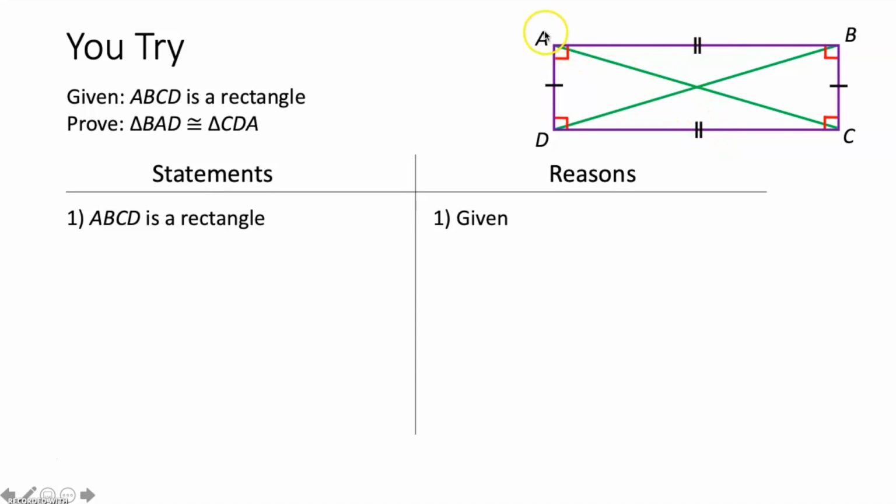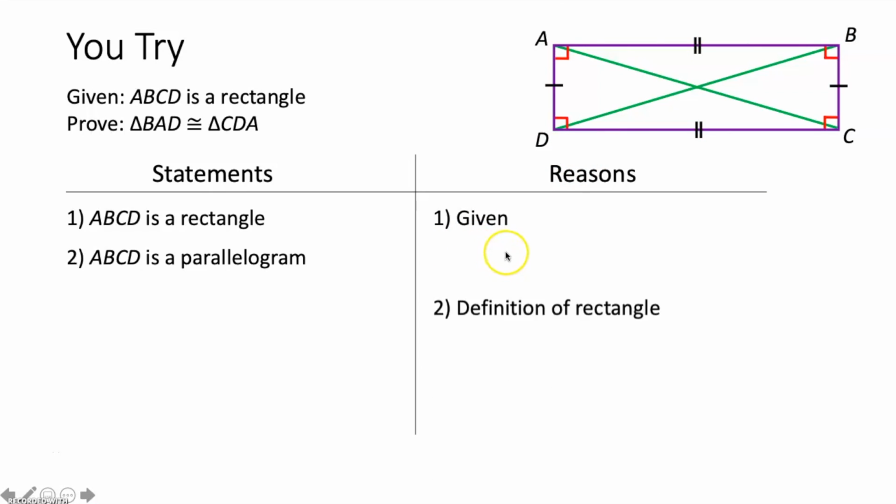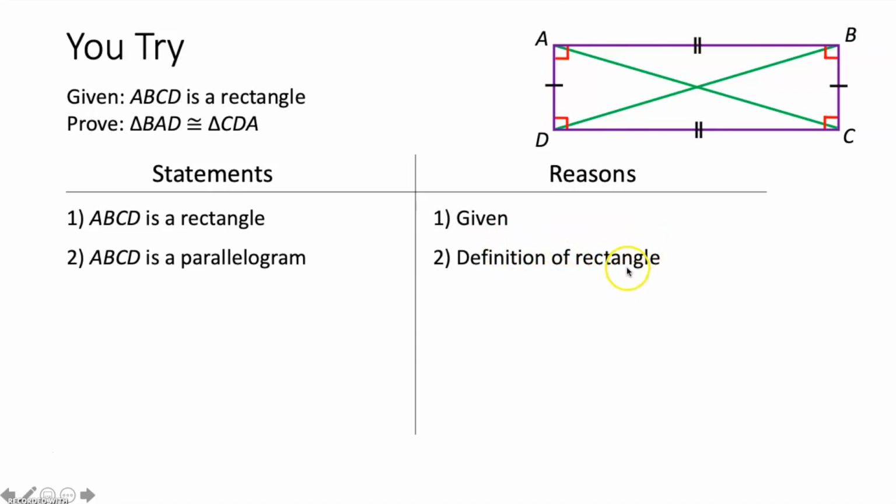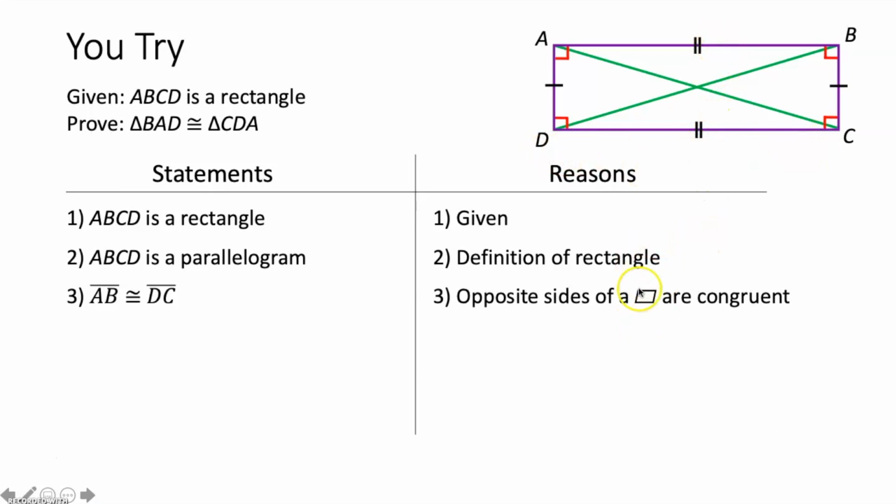Well, I first need to show that ABCD is a parallelogram. And the reason for that is just definition of a rectangle. A rectangle is a parallelogram. Now, why did I have to show that ABCD is a parallelogram? Because I wanted to use one of the parallelogram theorems, which says opposite sides of a parallelogram are congruent. So segment AB is congruent to segment DC because opposite sides of a parallelogram are congruent.